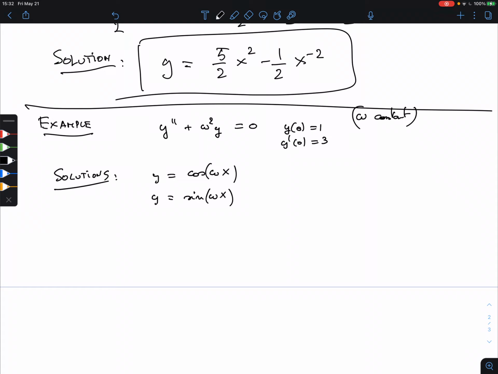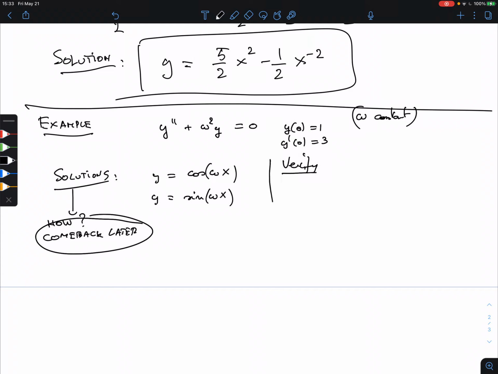So how did we know these are the solutions? Come back later. This is something that I'm just giving to you now. Okay, relax, don't worry, I'm giving you the solutions. So these are two solutions. Well, let's verify. I'm going to do both of them because they're really the same.